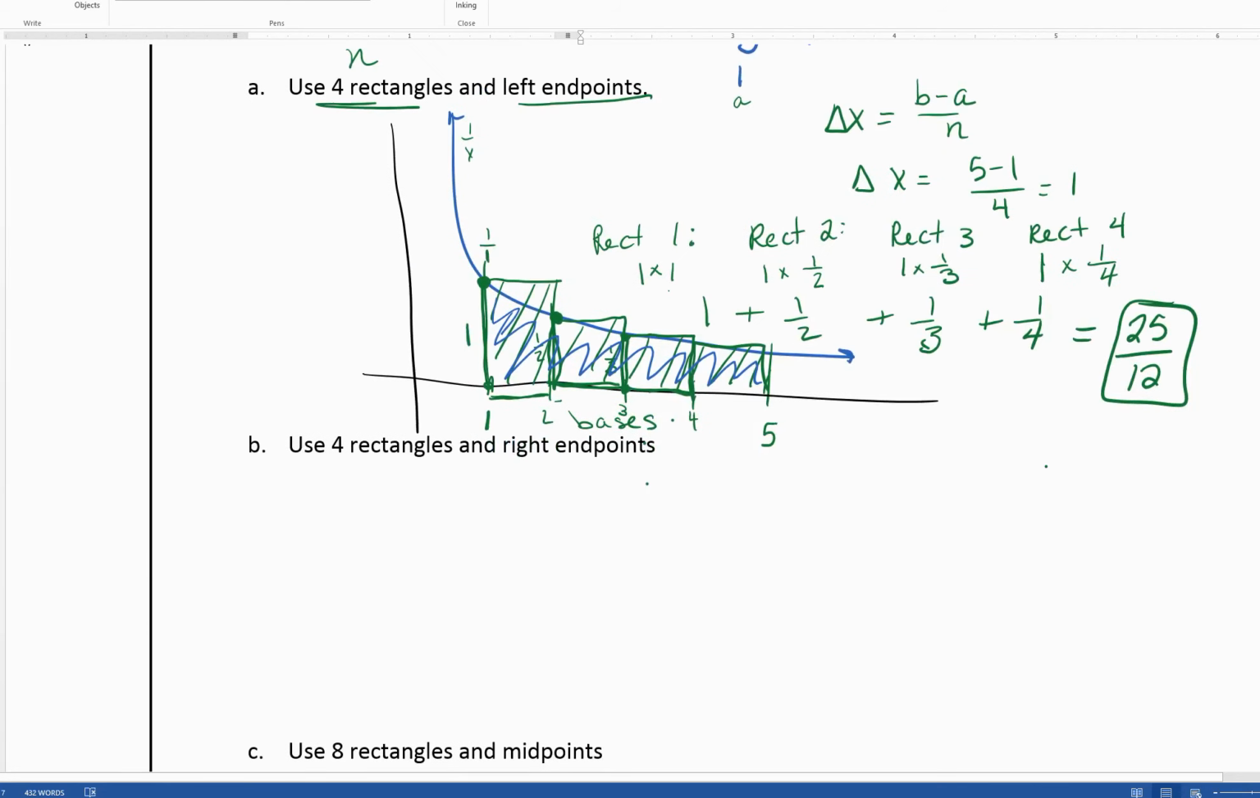Now, the next part is similar. It says use 4 rectangles and right endpoints.